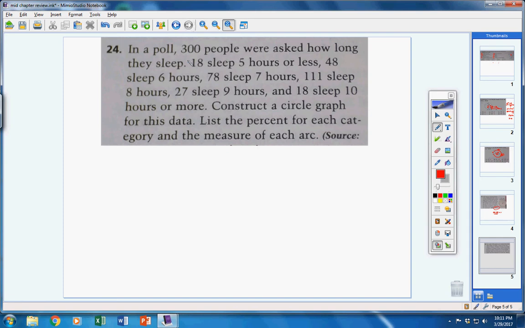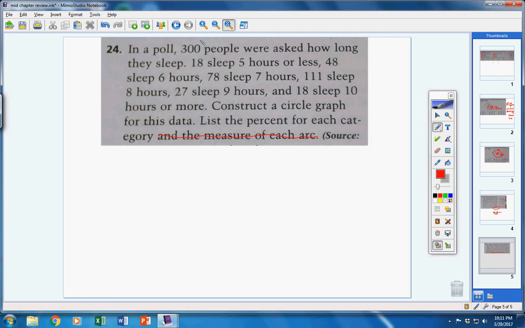Number 24. In a poll, 300 people were asked how long they sleep, okay? And it gives you all the statistics. Construct a circle graph for this data. List the percent for each category and the measure of each arc. So I'm not going to worry about the measure of each arc because we're going to have to find the degrees anyway, so that's just going to be common sense, okay? Let's construct a circle graph using percentages, okay?